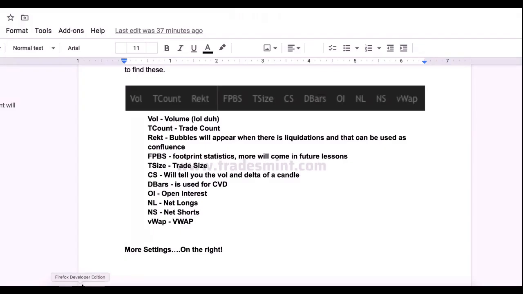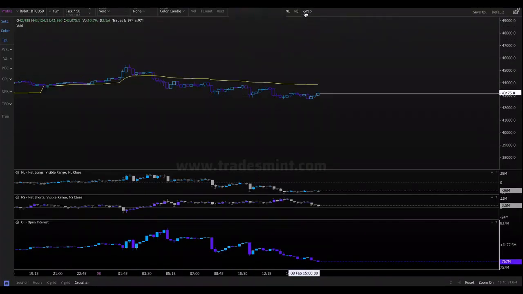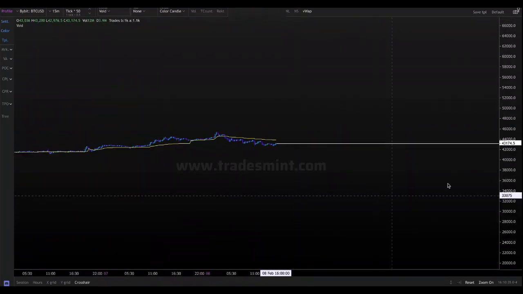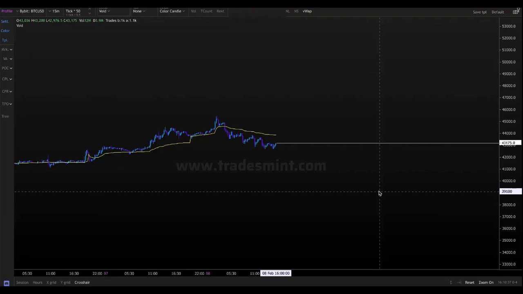Okay, so then we have the VWAP, which is the volume weighted average price. This is a dynamic level of support or resistance, and it's basically weighted by volume. And we'll get into this more later when we talk about how to actually use this in your trading.